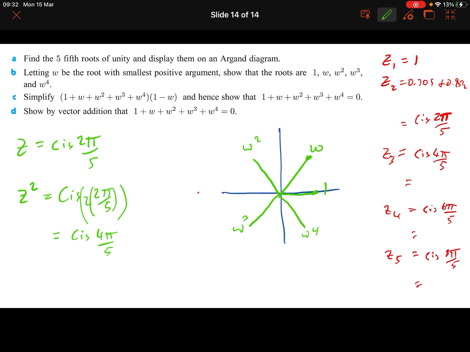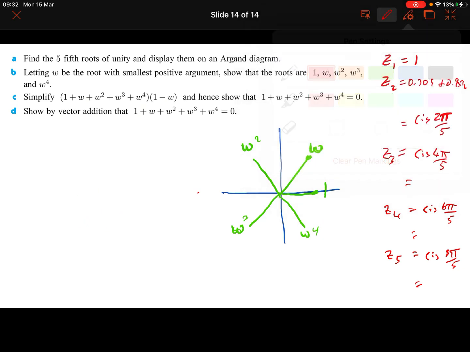And again, I can do the same thing. If I cube, I'm timesing by 3, so I get 6. If I'm doing Z to the power of 4, multiply by 4, I'm getting 8. So you can see that if this one is W, this one is W squared, this one is W cubed, and this one is W to the power of 4. So I've shown that. Okay.